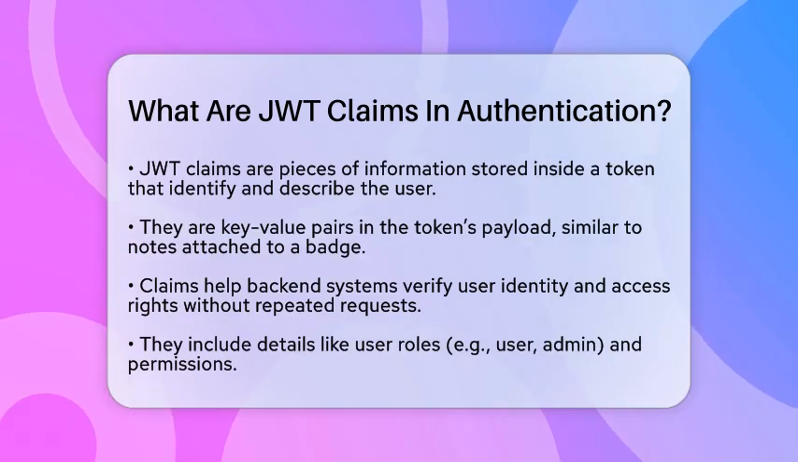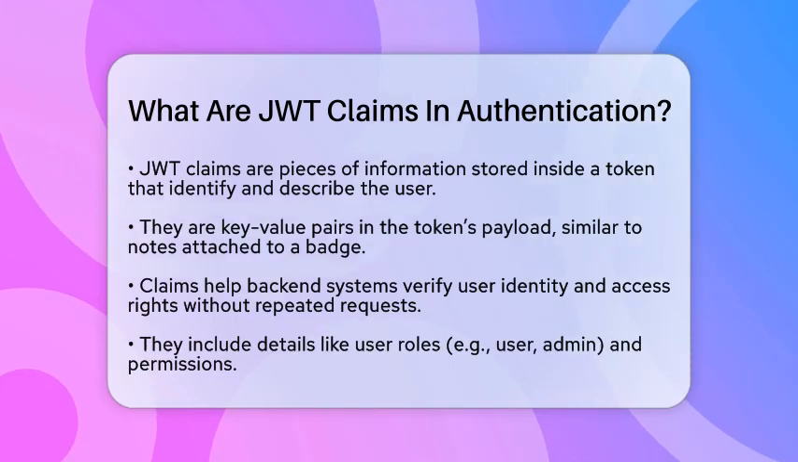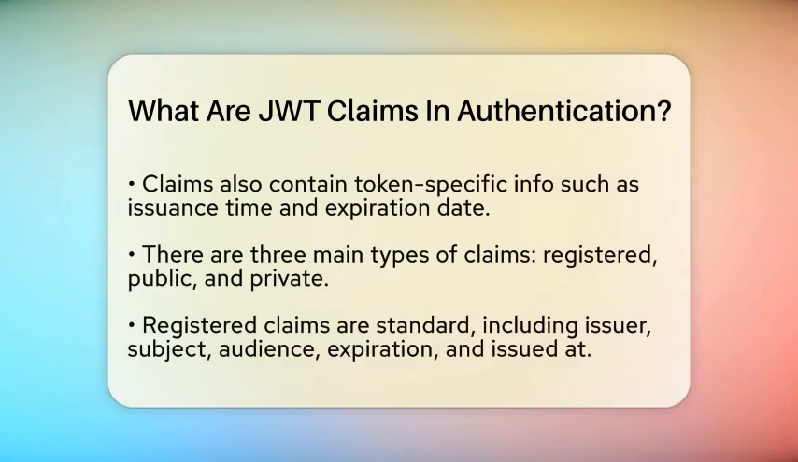Think of claims as the data points that tell the system whether you are a regular user, an admin, or have some other role. They also include information about the token itself, like when it was issued or when it will expire. There are three main types of claims.